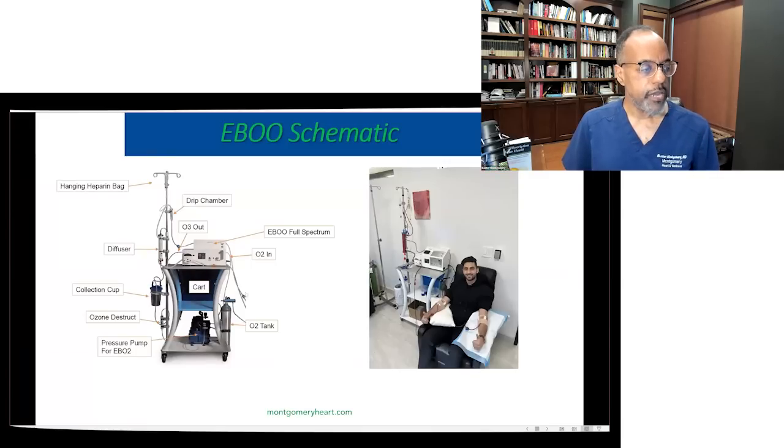Here's a diagram of the chamber. The exact chamber that we use in our center is a patient who's getting ozone therapy. They're usually comfortable in a chair, 2 IVs. Blood comes out, gets ozonated, and goes back in. You have the UVI chamber that's there.